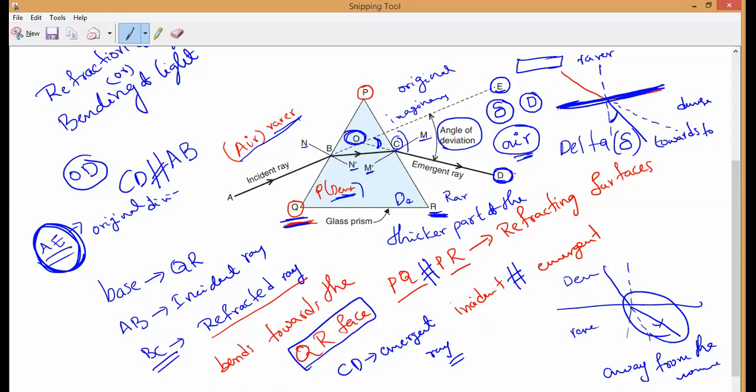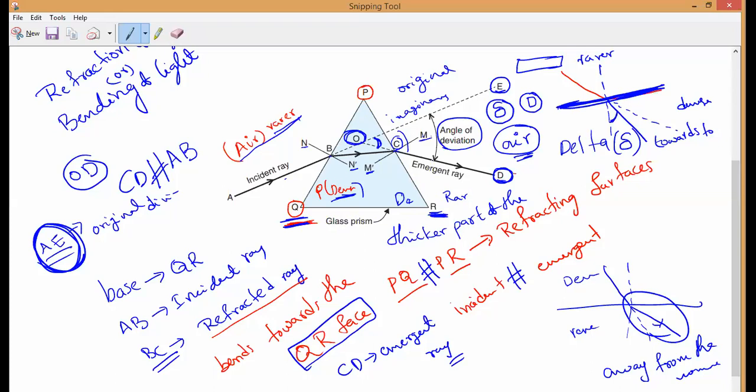Is it okay, guys? What is the phase of the incident ray, sir? PQ is called the phase of the incident ray. PR is the phase of the emergent ray. Okay, sir. One more thing you should remember. Emergent ray, PR or QR, sir? Emergent ray PR, not Q. Q is here, but it bends towards the base. That base is called QR.